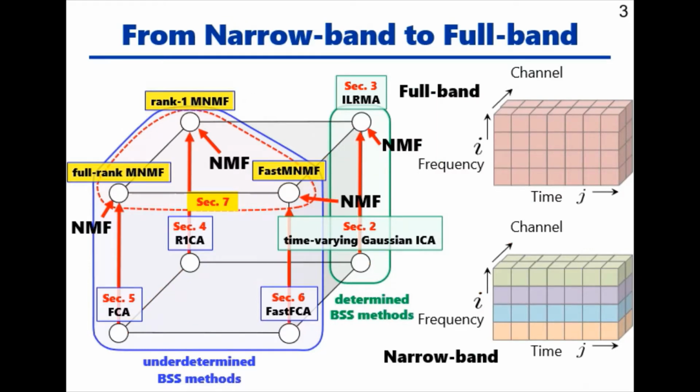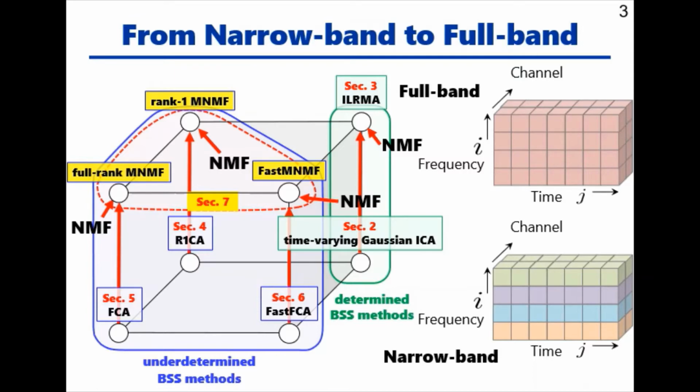In section 3, we saw how time-varying Gaussian ICA for narrowband processing can be extended to ILRMA for full-band processing by incorporating NMF as a source model. Here, as explained earlier, in narrowband processing, each frequency component is processed independently, whereas in full-band processing, all frequency components are processed jointly.